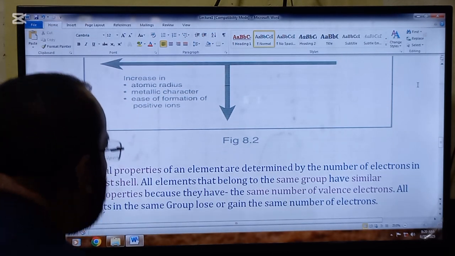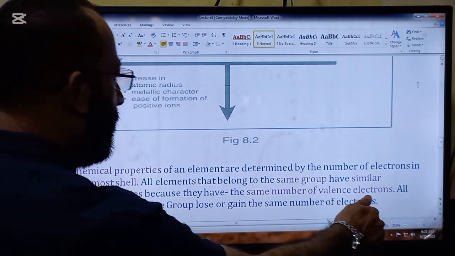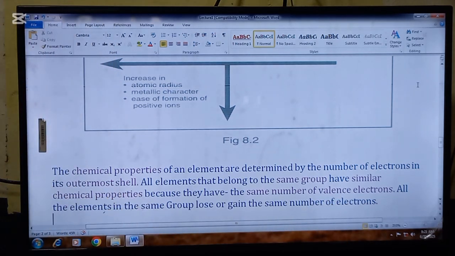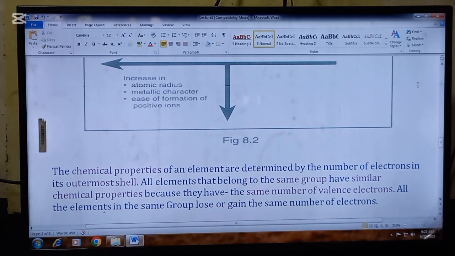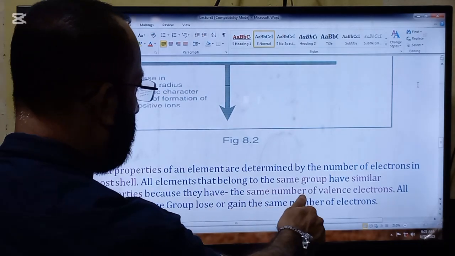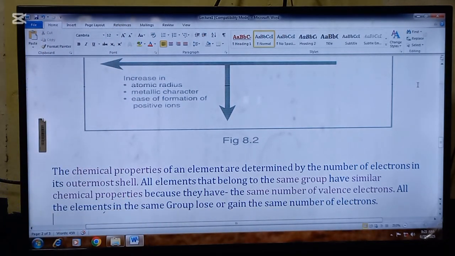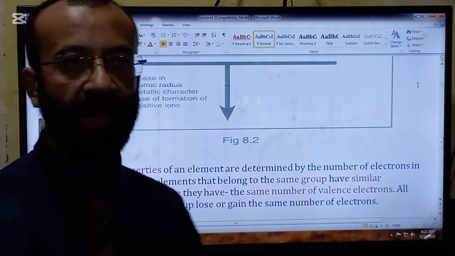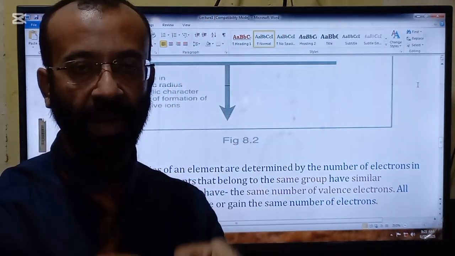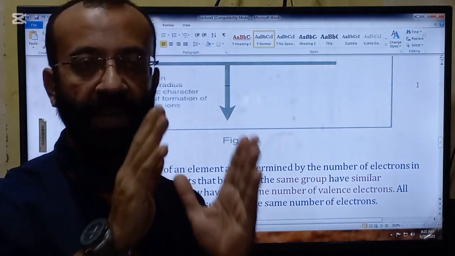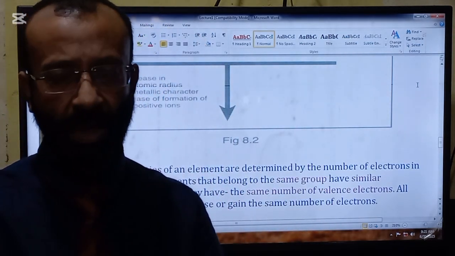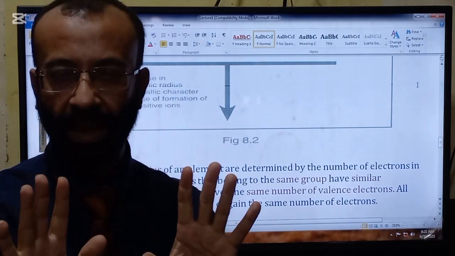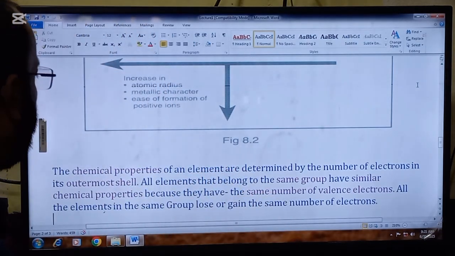The chemical properties of an element are determined by the number of electrons in the outermost shell. So this is another very important point, that the valence electrons actually determine the chemical properties. All elements that belong to the same group have similar chemical properties. For example, in group 1, all will have the same chemical properties. But when you go from group 1 to group 2, all elements in group 2 will have the same chemical properties, and so on.